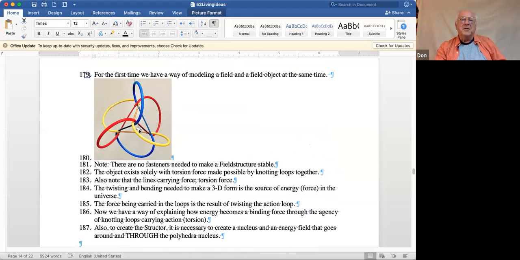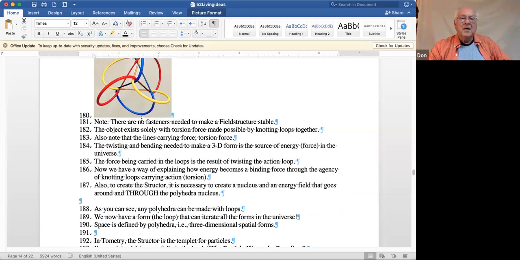Now, notice in this structure, there's no glue, there's no fasteners in this. The only thing holding this thing together, and it's quite strong, is the fact that each loop wants to become a circle, but it's prevented from moving into a circle by 2 other loops also trying to move into circles, but in different XYZ directions. So objects exist solely with torsion force made possible by knotting loops together.